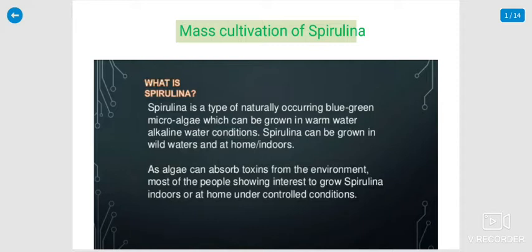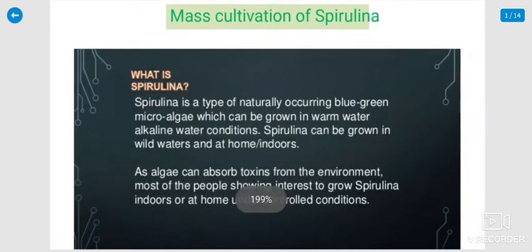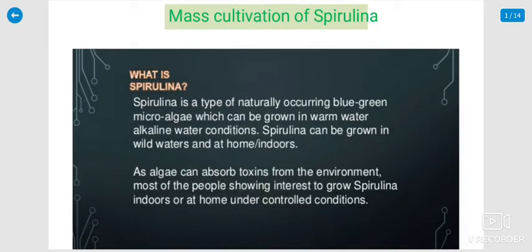The topic is Industrial Biotechnology. The unit is 5. The topic is mass cultivation of spirulina. Actually, spirulina is a single cell protein. Spirulina is one of the algae, a very protein-rich algal species.